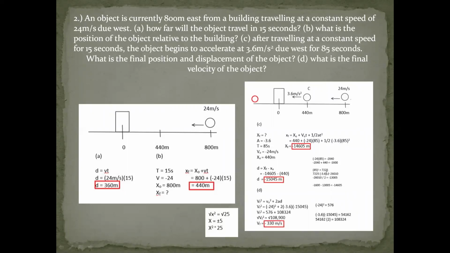Nasaan ako? Yan. So, we got 7,225 and we're gonna multiply that to negative 3.6 and we're gonna get negative 26,010. And if you're gonna divide that by 2, you're gonna get negative 13,005. Yes po.